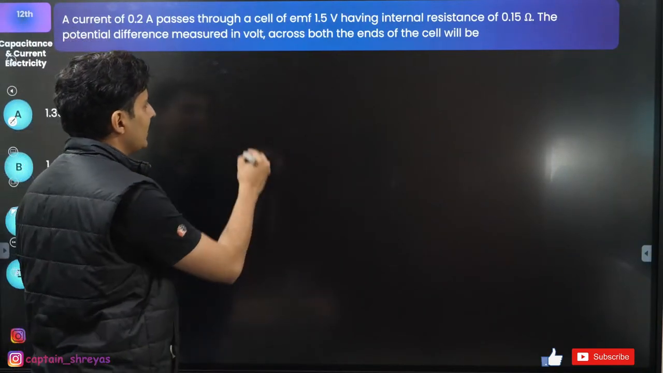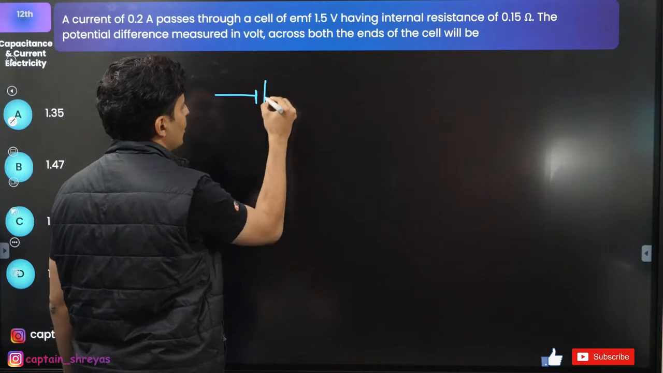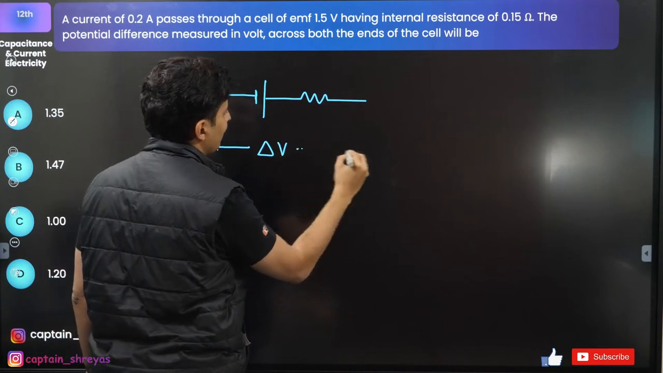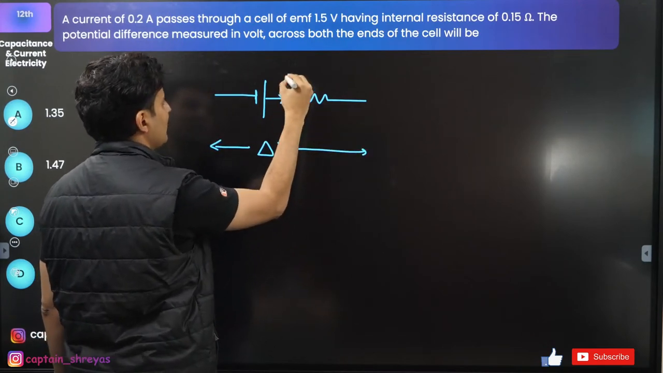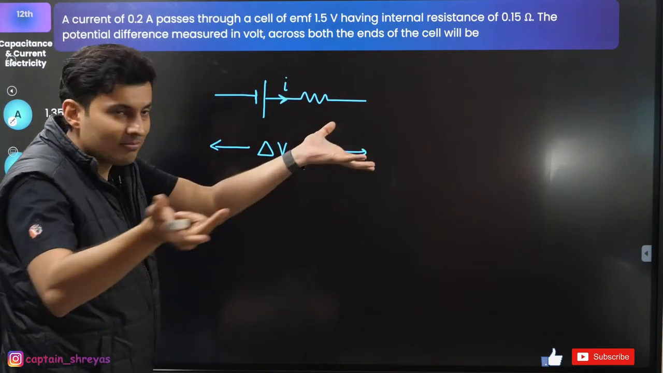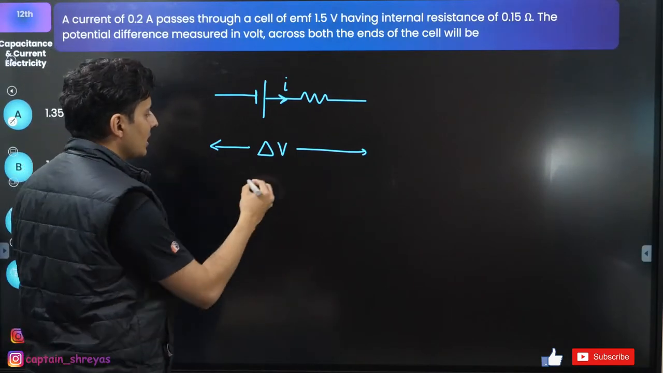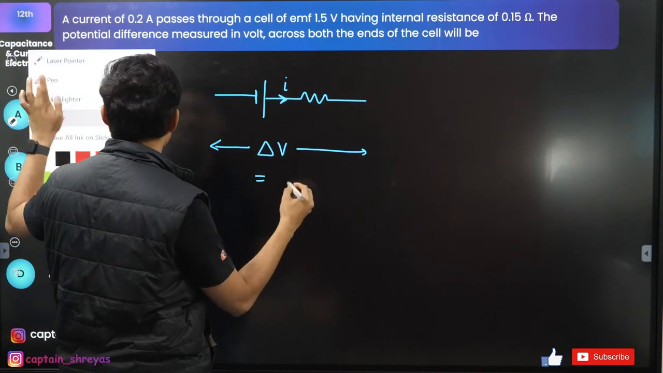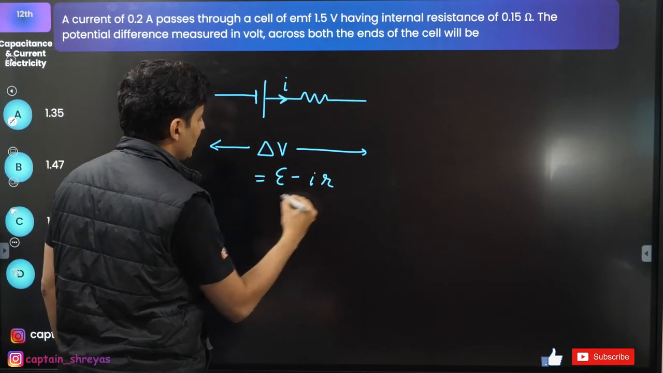First of all, realize that this is a discharging circuit. So you have the battery, the internal resistance. You are trying to measure the voltage difference across it. The current is being supplied by the battery. Current is giving, so it's discharging. So this delta will be E minus IR. It will be just E minus IR. That's all.